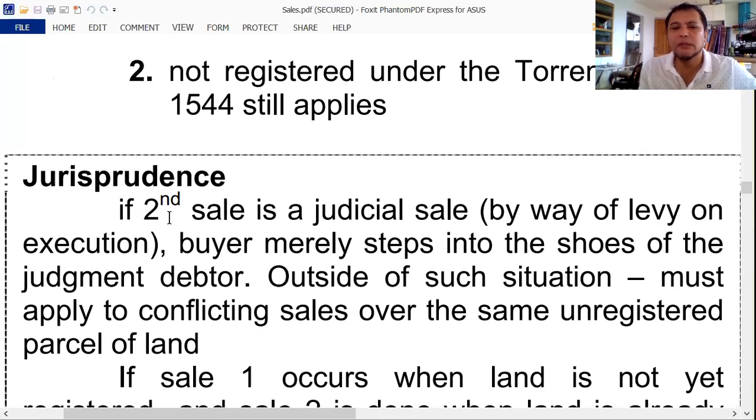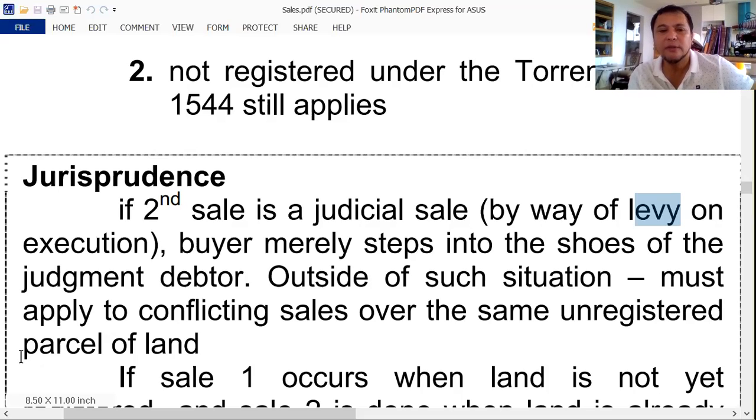According to the Supreme Court, if the second sale is a judicial sale, meaning it is by way of levy on execution, so there is participation of a court because it's a judicial sale. Levy means foreclosure, no, or forfeiture on execution. This happens when a creditor files a claim against a person who is indebted to him. Then he won the case. Then he presented a property to the court that is owned by the debtor. Mr. Court, this is a property owned by the debtor. I will apply for forfeiture or levy. So once it is levied, it is seized by the court.